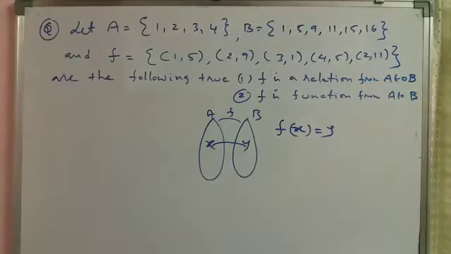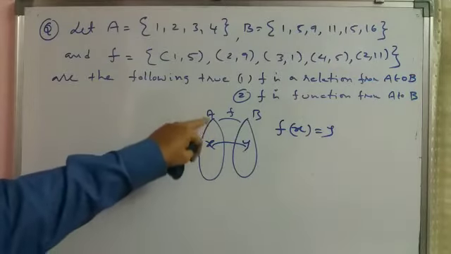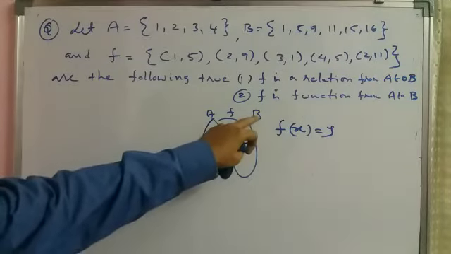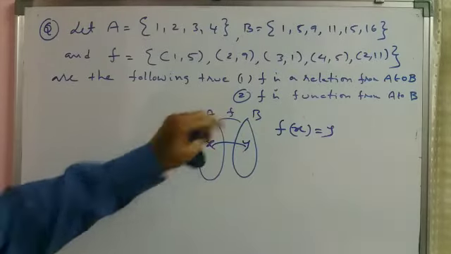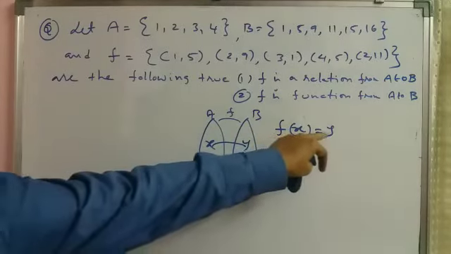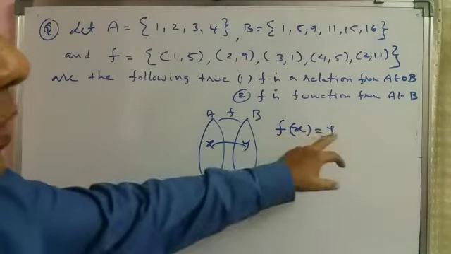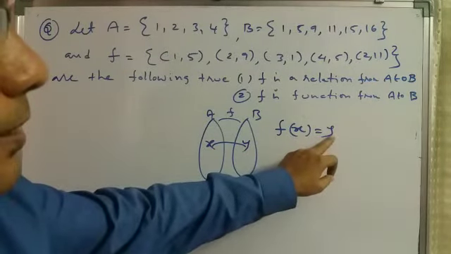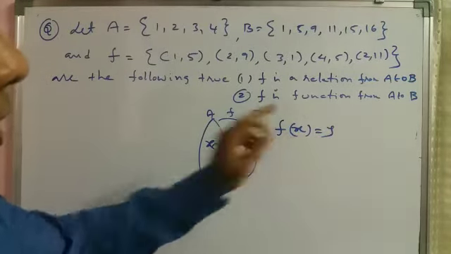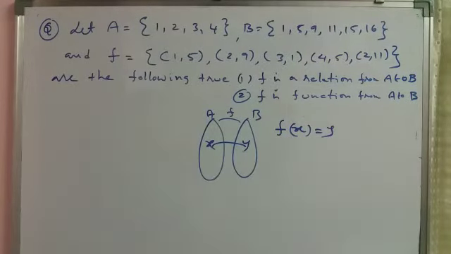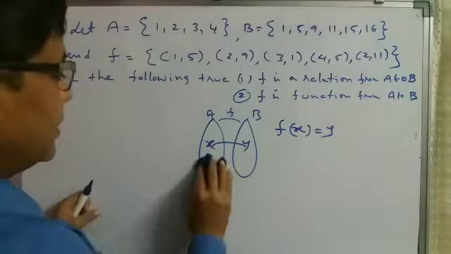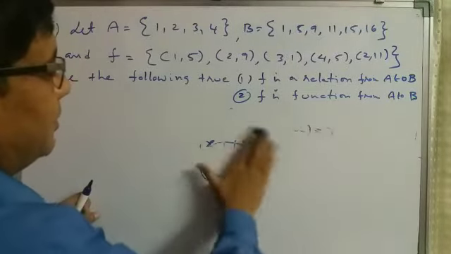Very important notation. x is an element in set A, y is an element in set B. y is the image of x under f, denoted by f of x equals y. f of x equals y means y is the image of x under f. Now x is called the pre-image of y. This point is also very important. Okay, students?